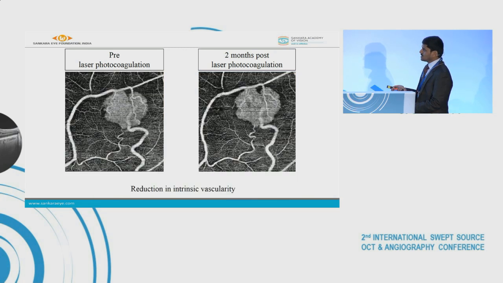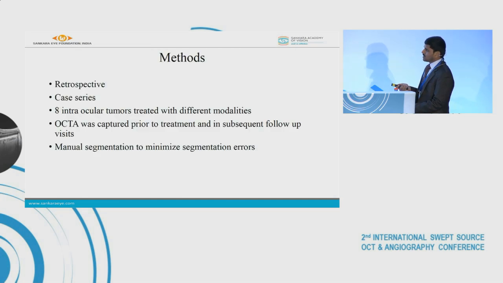When we see an OCT-A, we can see that there is a definite increase in signal void areas intervening in between the bright vascular signal. So it may indicate reduction in intrinsic vascularity or alteration in flow. So a tumor in which clinically we couldn't see much morphological change showed a definite decrease in intrinsic vascularity. So OCT-A would be helpful in understanding the response to therapy. With this outset, I'll be presenting our results.